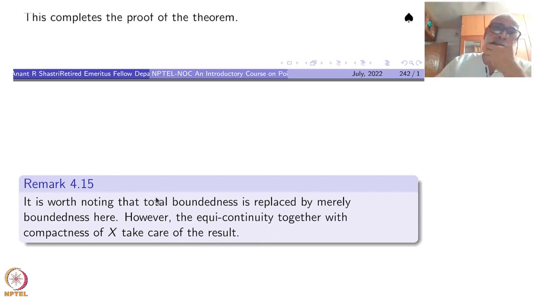Remember, in that general theorem we wanted total boundedness and completeness, then only it was compact. But we are not putting total boundedness on X, it is on C, we are working on C. For that, the equicontinuity helps us.